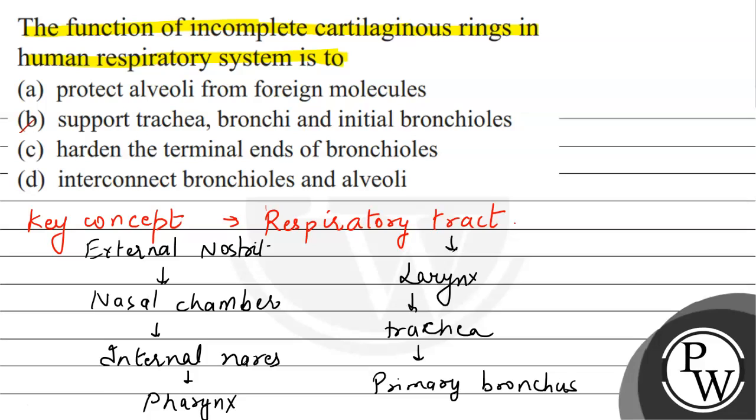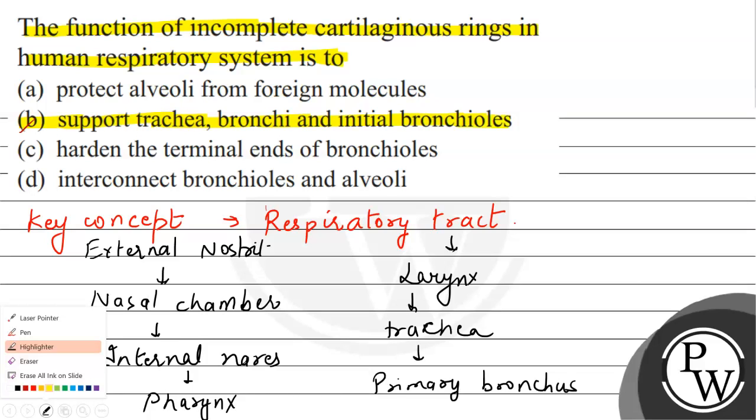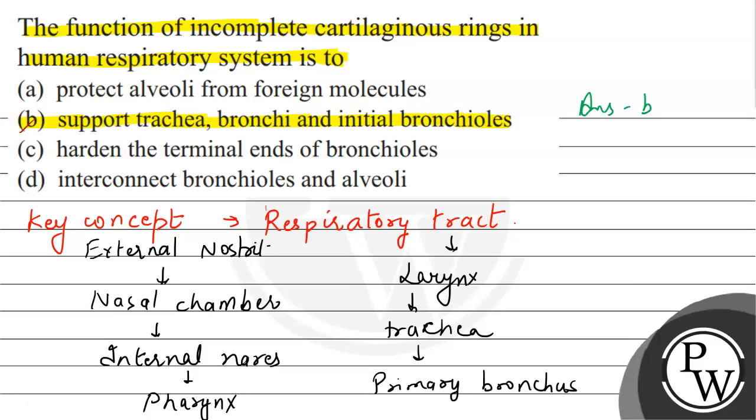Option D says it interconnects the bronchioles and alveoli. That is also wrong because at the end of bronchioles these rings end, they disappear. So how will they connect to the alveoli? Fine. So we'll go with option B, that it supports trachea, bronchi and initial bronchioles. So we'll go with answer B. I hope you understood it well. Best of luck.